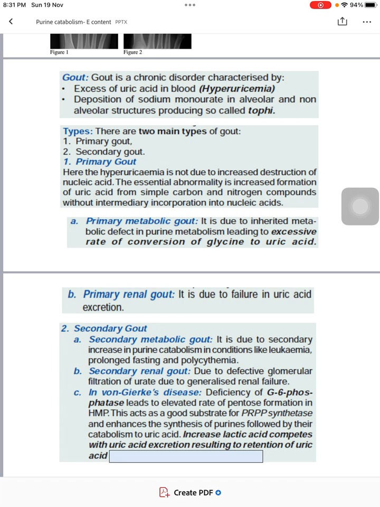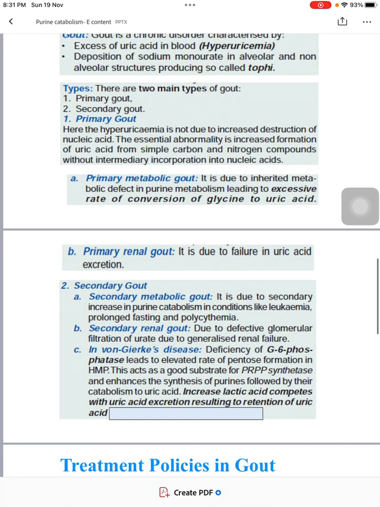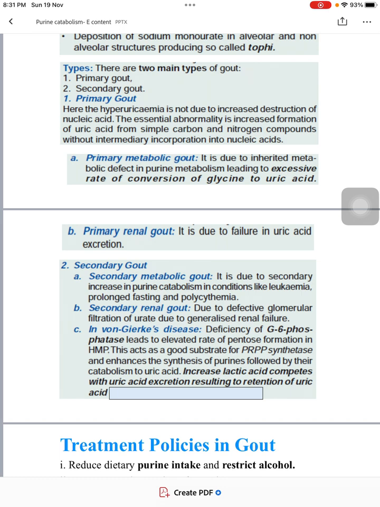In case of metabolic gout, it is due to an inherited metabolic defect in purine metabolism, leading to an excessive rate of conversion of glycine, the amino acid, to uric acid. In fact, glycine is one of the major amino acids that is used in the synthesis of the purines. Second one, primary renal gout. It is due to the failure in the uric acid excretion through the renal system. Secondary gout. The secondary gout can be secondary metabolic gout or secondary renal gout.